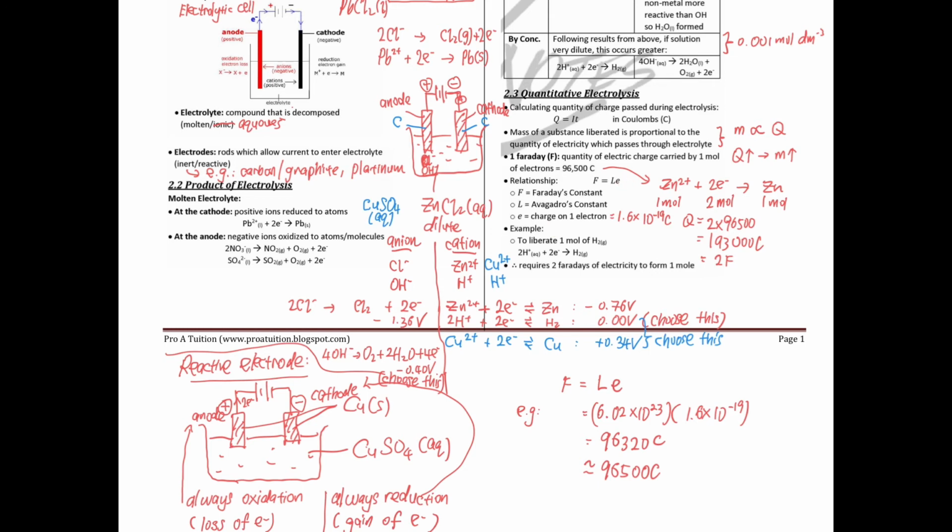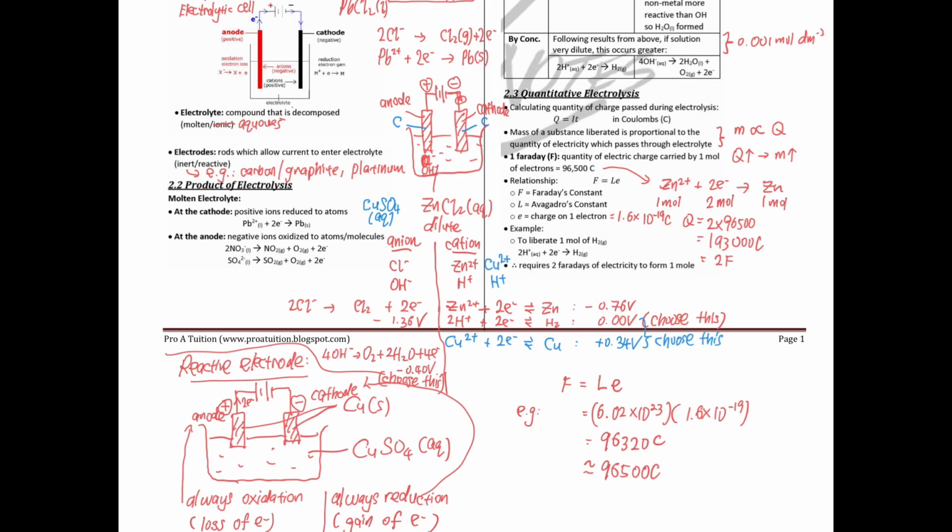Now, example. To liberate 1 mole of hydrogen gas, you can see 2H+ plus 2 electrons become H2. In other words, that means 2 mole of H+ react with 2 mole of electrons to become 1 mole of hydrogen gas. Like what I said, 2 mole of electron means 2 Faraday. It requires 2 Faradays of electricity to form 1 mole of H2. So they are trying to tell you the idea of Faraday.